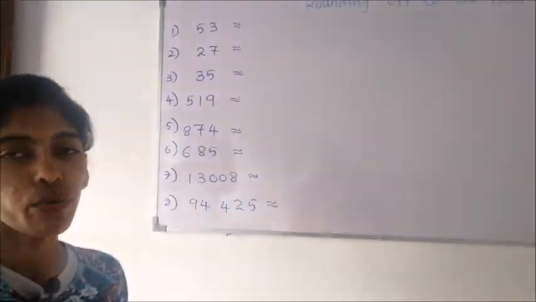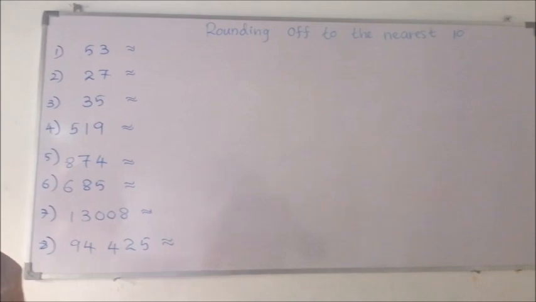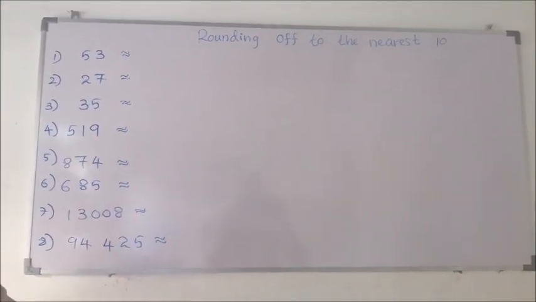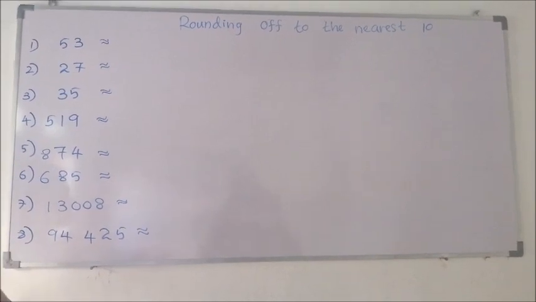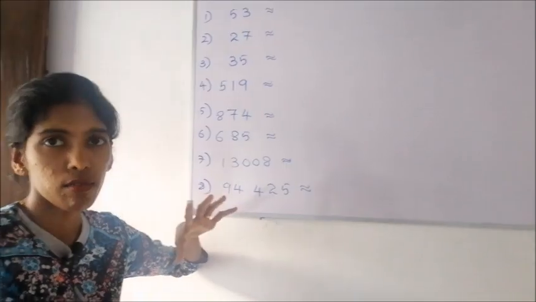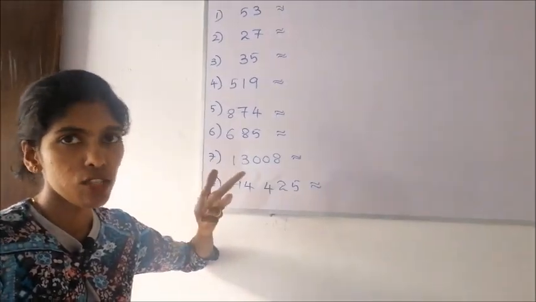Now children, we will go to the next section, rounding off. Under this we need to round off numbers to the nearest multiple of 10, the nearest multiple of 100, the nearest multiple of 1000, and when you are given a decimal number, to the nearest whole number even, and to the nearest first decimal place, second decimal place. Likewise you need to round off.